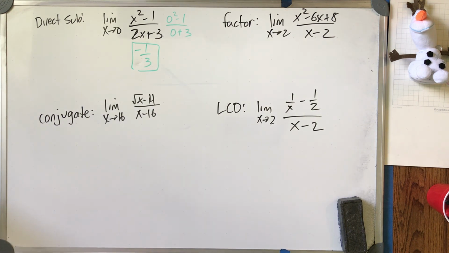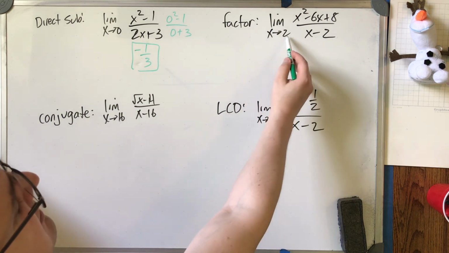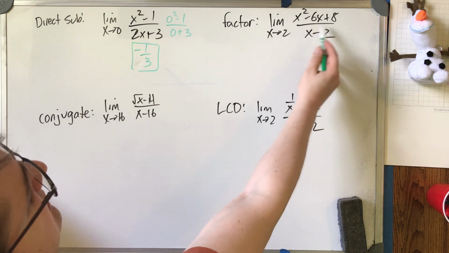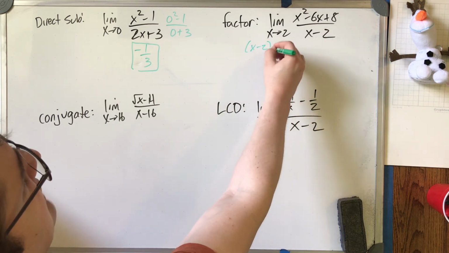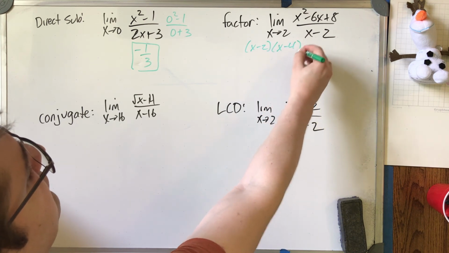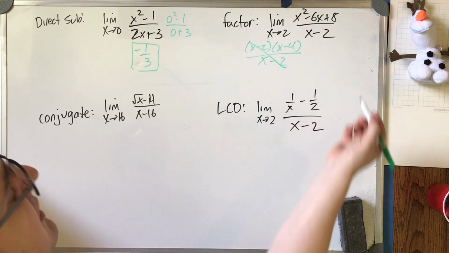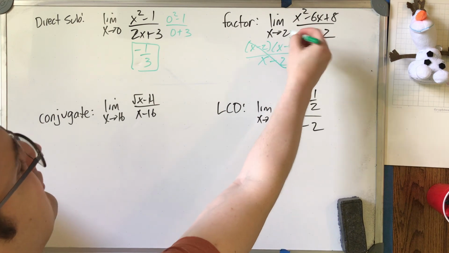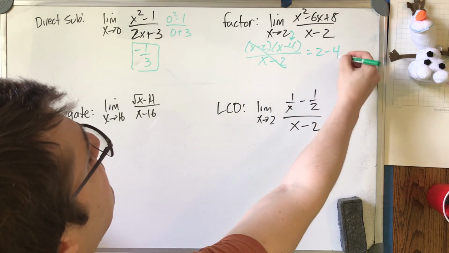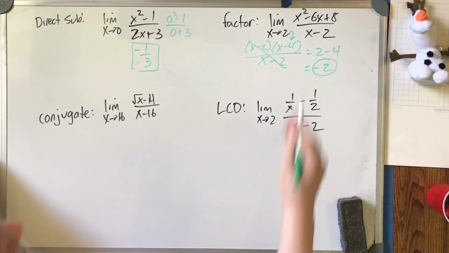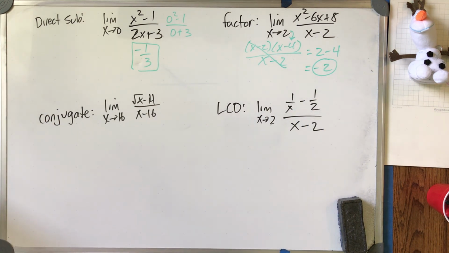Now for factoring over here, if I try to direct substitute 2 in, I get 0 in the bottom. So we'll just try factoring top and bottom. So I'll get x minus 2, x minus 4 over x minus 2. The x minus 2's cancel. I'll now direct substitute into the x minus 4. So I'll get 2 minus 4, which is negative 2. And that was the one that we explored on the first page, actually.